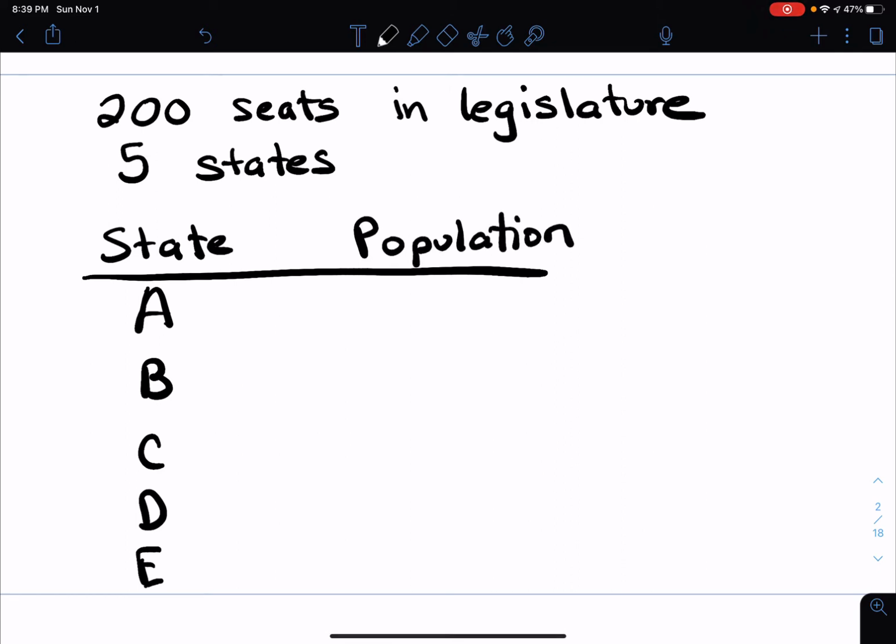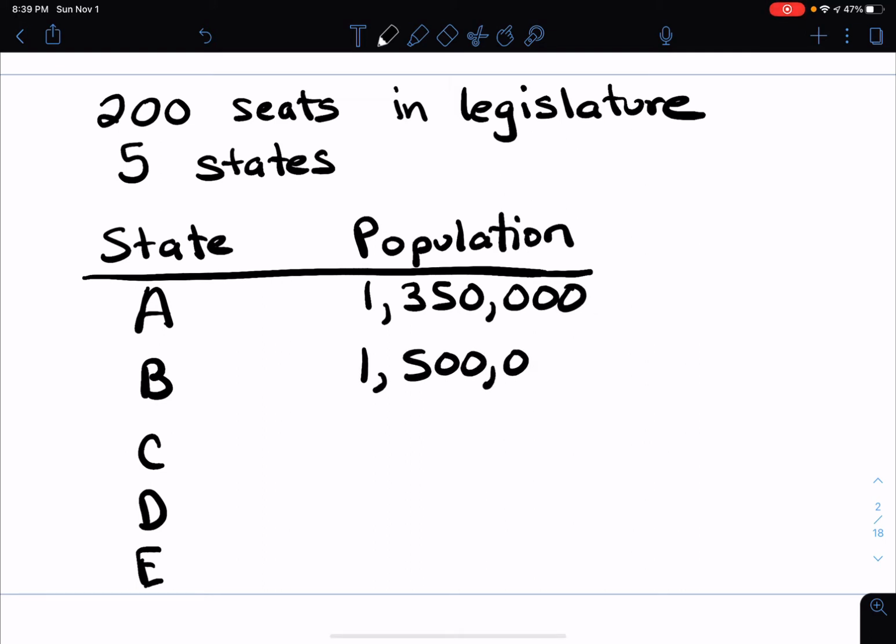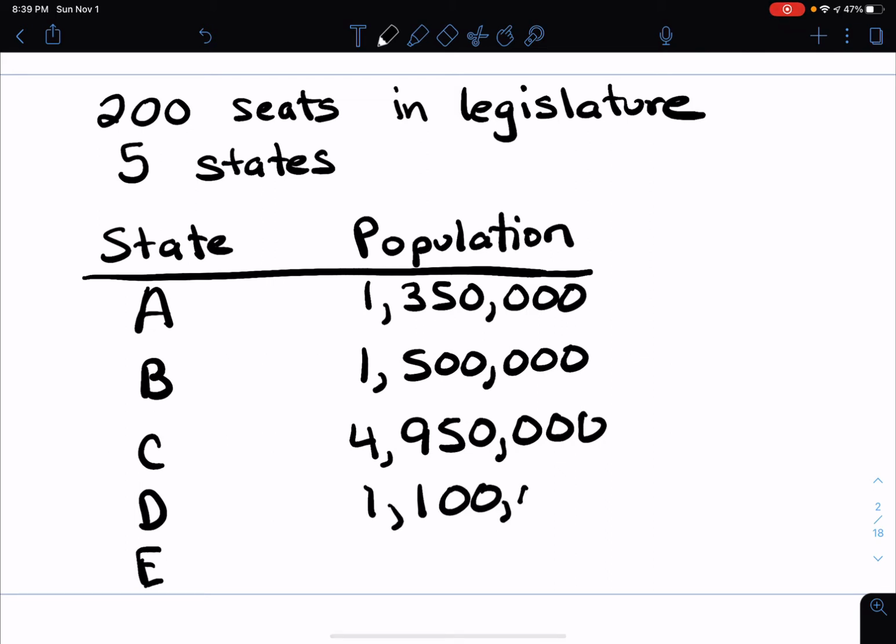And we're going to try to figure out how many of those legislature seats each state should get based on their population. State A has 1,350,000 people. State B has 1,500,000 people. State C has 4,950,000 people. States D and E have the same number at 1,100,000.